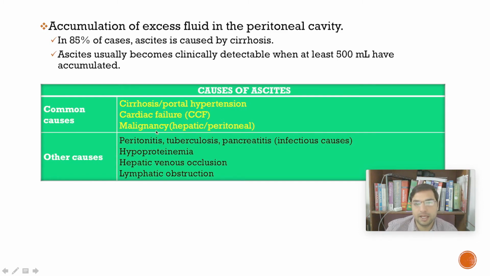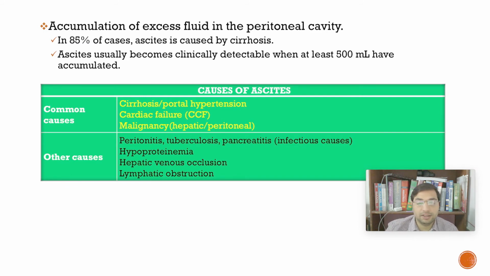Apart from them, there could be infectious causes, like direct infection of the peritoneum. If there is infection of the peritoneum, it can also lead to ascites: peritonitis, tuberculosis of the abdomen, pancreatitis, right? Then hypoproteinemia, when the albumin and other proteins in the blood are low. For example, in malnourishment or in chronic liver diseases, when the liver is not producing enough albumin. So in hypoproteinemic conditions also the person could have ascites.